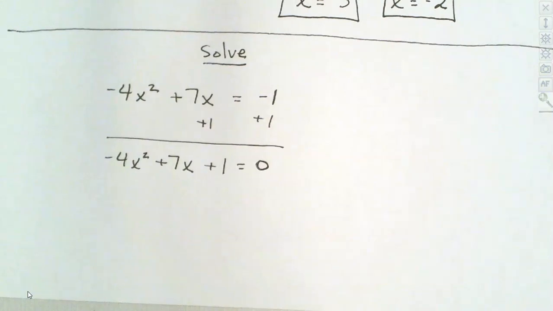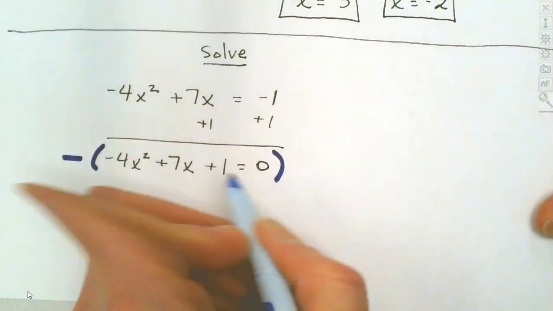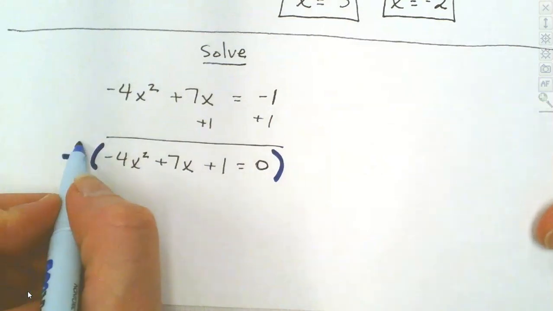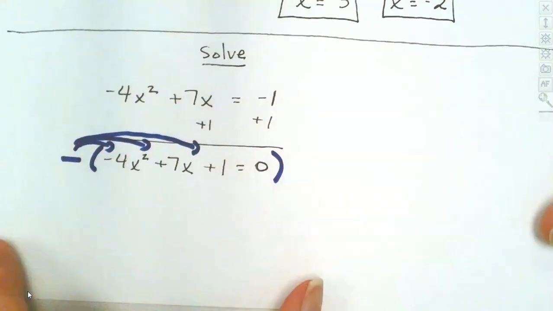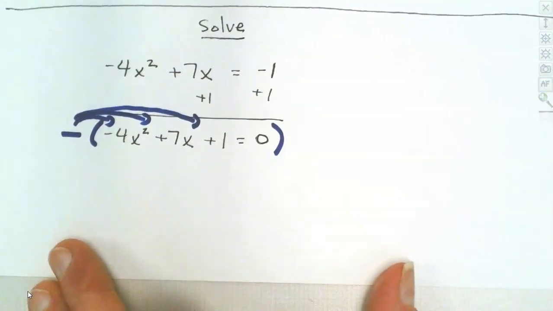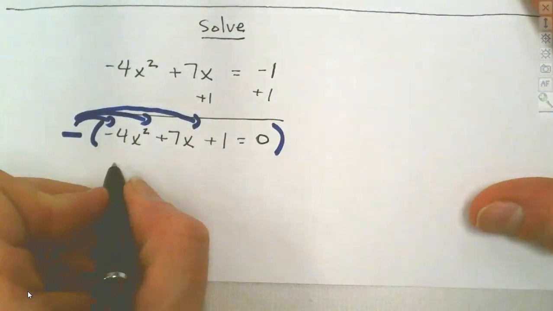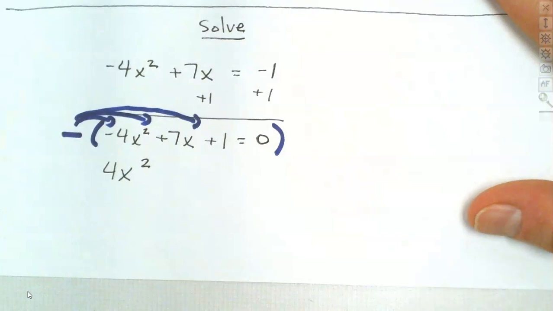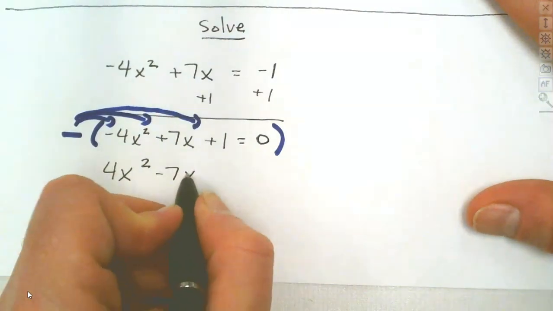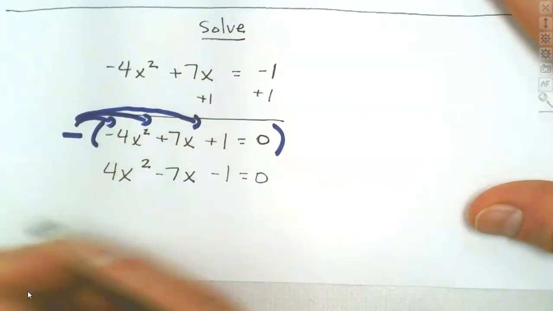So it starts with a negative. We don't want to begin with a negative. So we're going to distribute a negative through and change our signs. So because it begins with a negative, we're going to put a negative out in front. And we're going to go ahead and distribute that negative through. And what is that going to do? Well, that is just simply going to change your signs. So now we have it set up for the quadratic formula. So we've got a positive 4x squared. We have a minus 7x and a minus 1, and that equals 0.